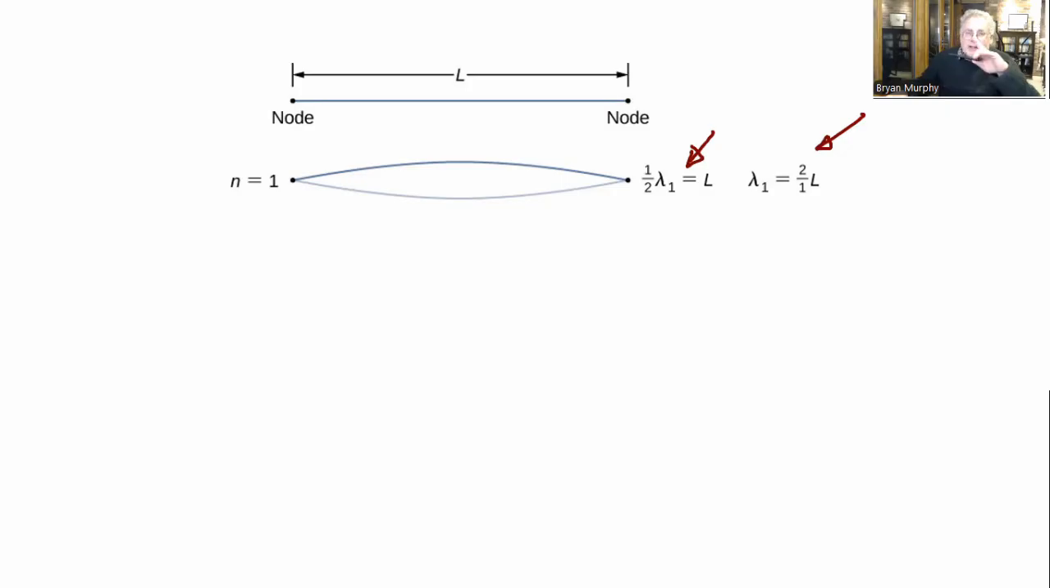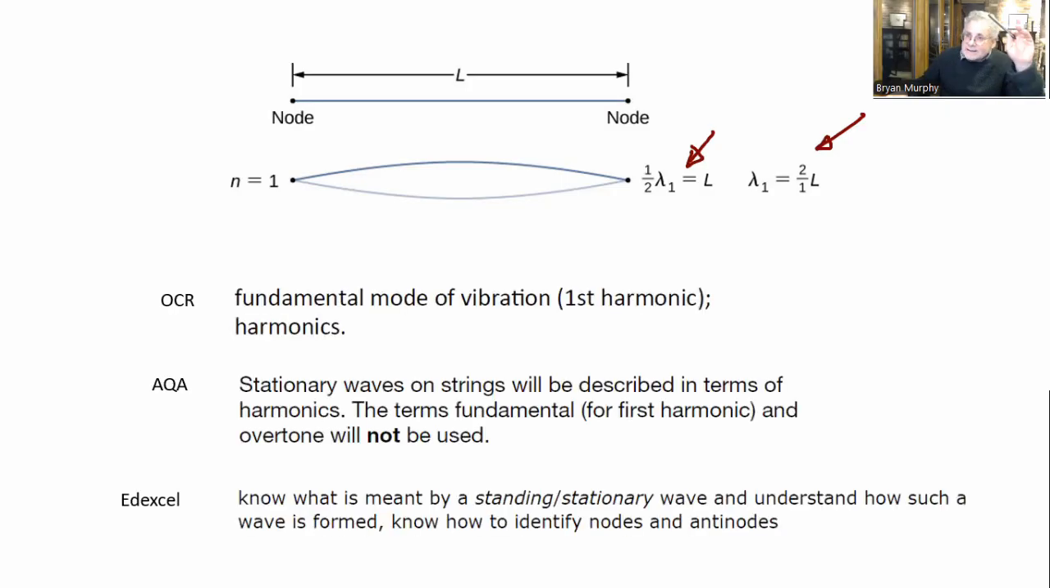Now, this is what your exam boards say about it. So, OCR call that the fundamental mode of vibration. It's fundamental. It doesn't get easier than that. It is the most fundamental way that that string can vibrate. Then in brackets, they put first harmonic. Just to confuse you. AQA say, stationary waves on strings be described in terms of harmonics. Brilliant. The terms fundamental or first harmonic and overtone will not be used.